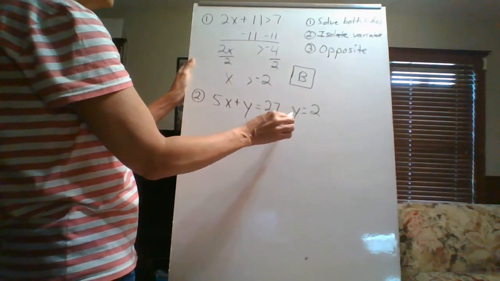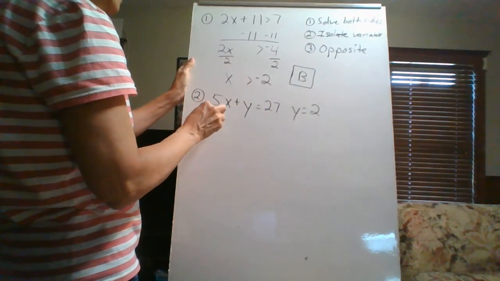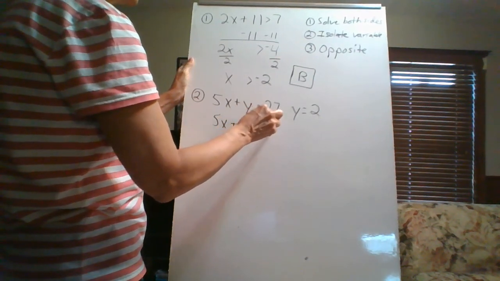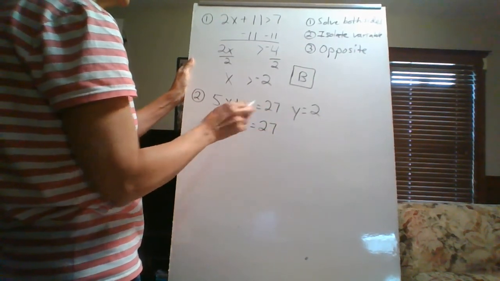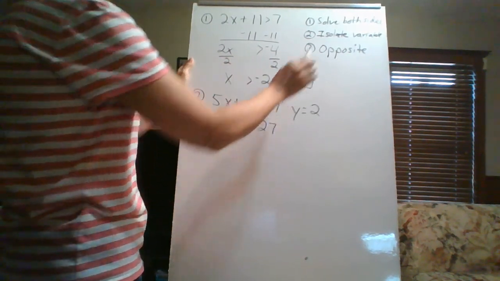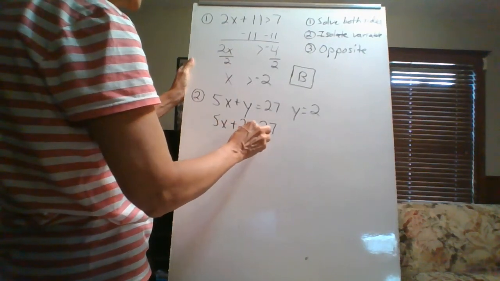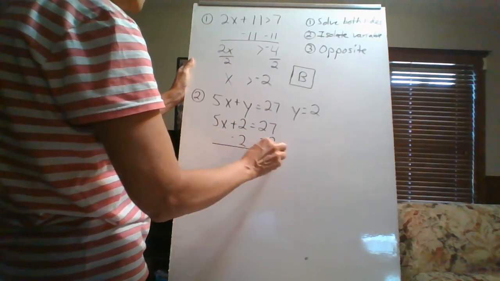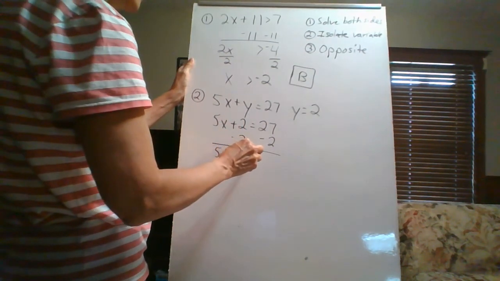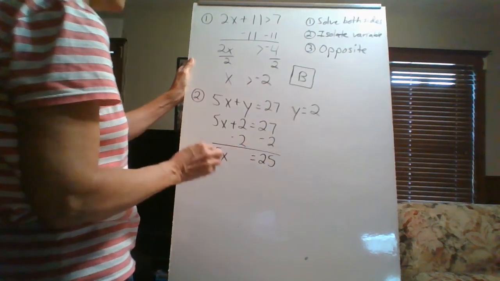Okay, don't make this hard. Every time I see a y, I'm going to put a 2 in. So 5x plus 2 is 27. All right, so we're to algebra now. Solve both sides. There are no like terms. Isolate my variable. So my variable term is going to stay by itself. Let's get this 2 moved over. So 5x, 2 minus 2 is 0. Good, that's what we wanted. 27 minus 2 is 25.